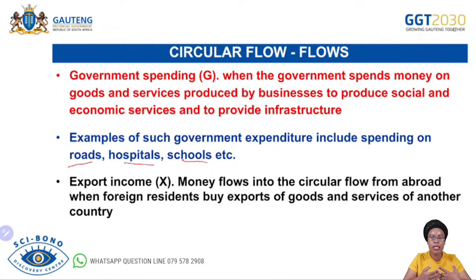Then we have export income, where we will be selling our products to other countries. When they pay, that becomes an income to our country that can be spent in the economy.